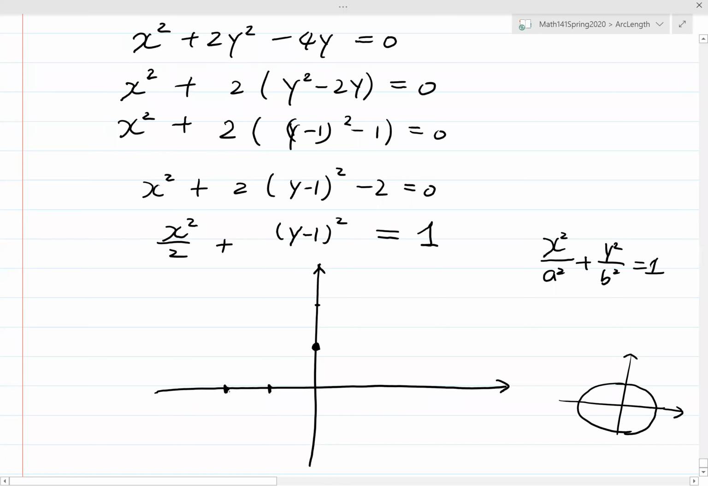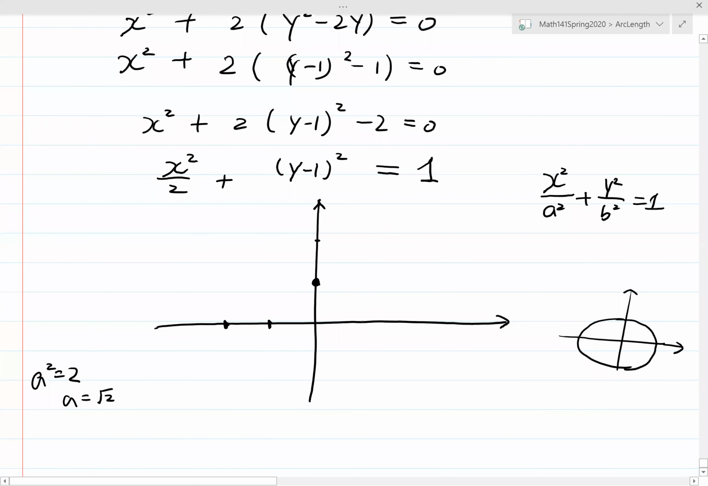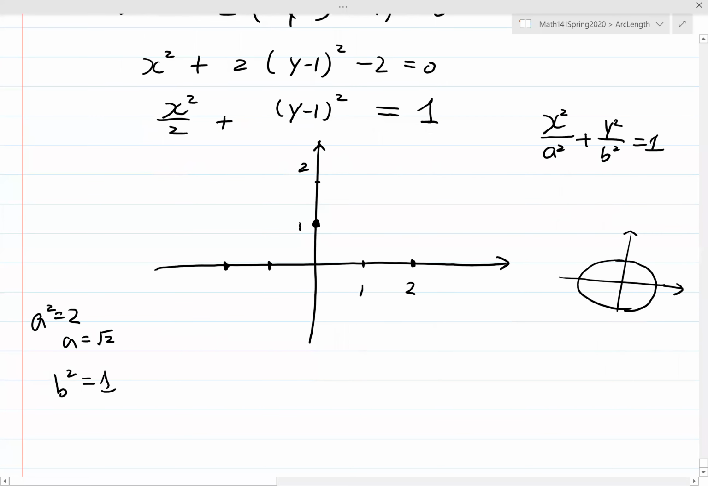In the x direction, a squared is 2, so a is root 2, which is around 1.4. Now b squared is 1, so b is 1. So a rough graph, if centered at the origin O: this is negative 1, this is 1, this is root 2, this is negative root 2. And then we translate it upward by 1 unit.